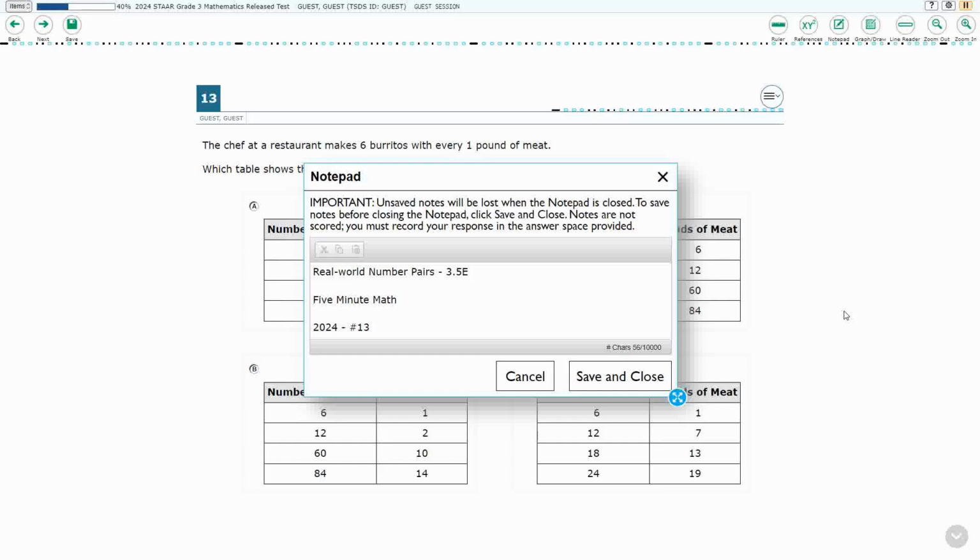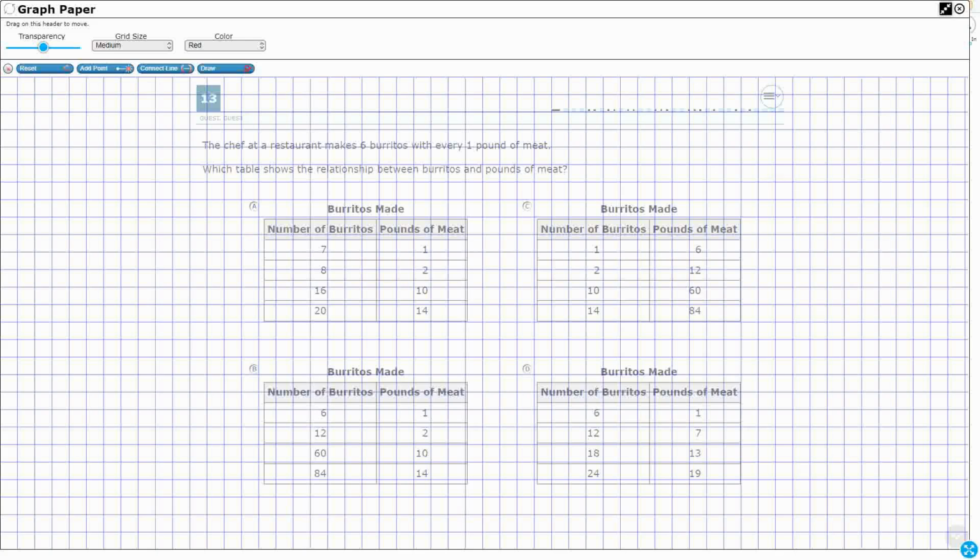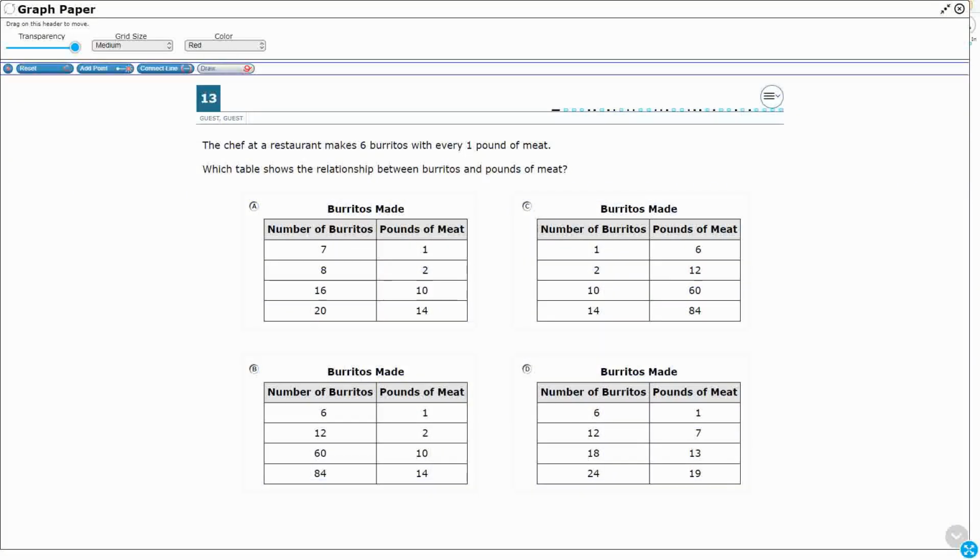Today we are looking at the third grade concept of real-world number pairs. This is standard 3.5E in the great state of Texas, and we are using item number 13 off the 2024 released STAAR test. If you haven't done so already, please go ahead and take a moment to pause the video, work this problem out on your own, unpause it, and we will look at our answers together.